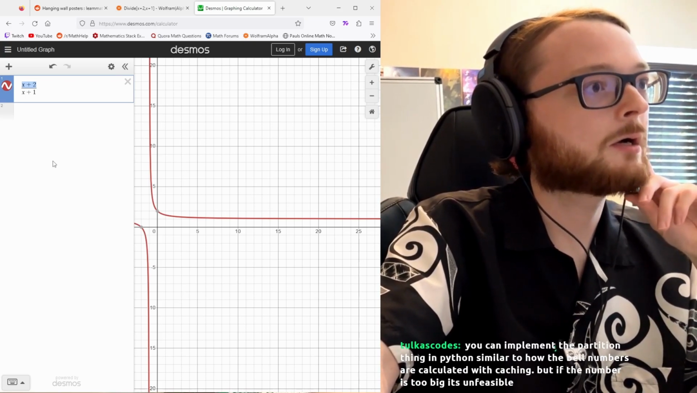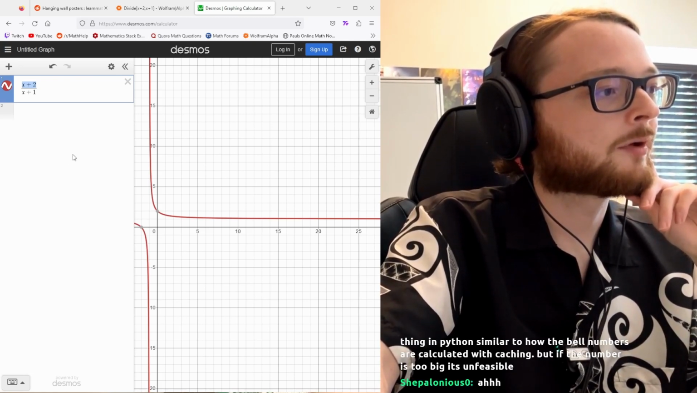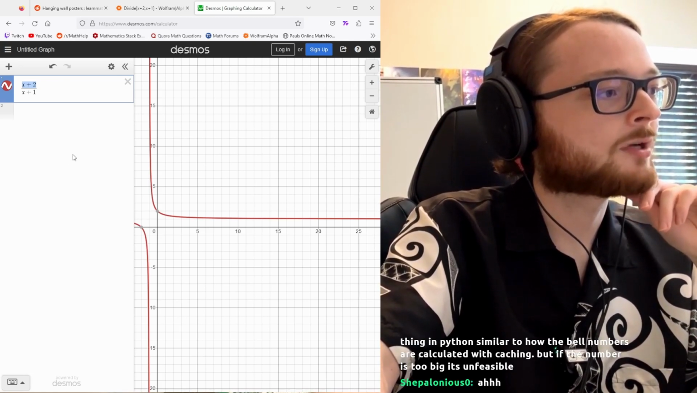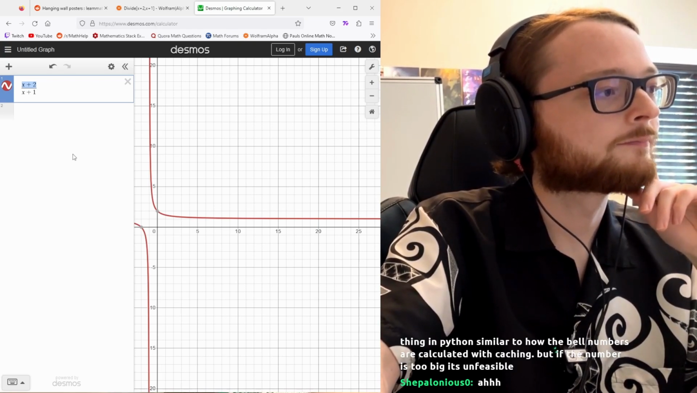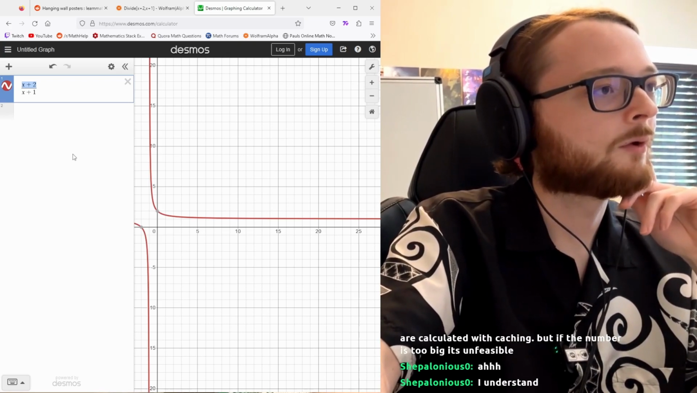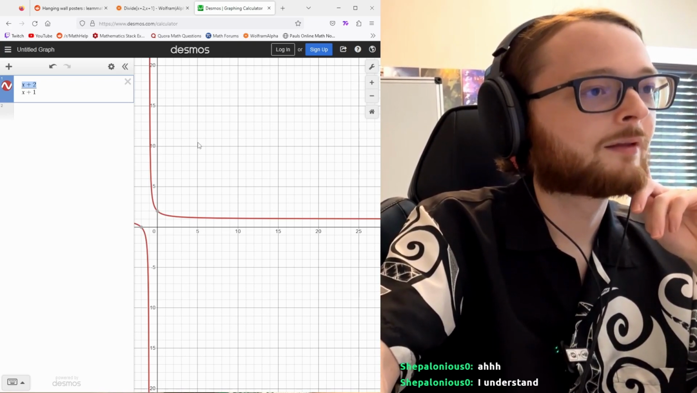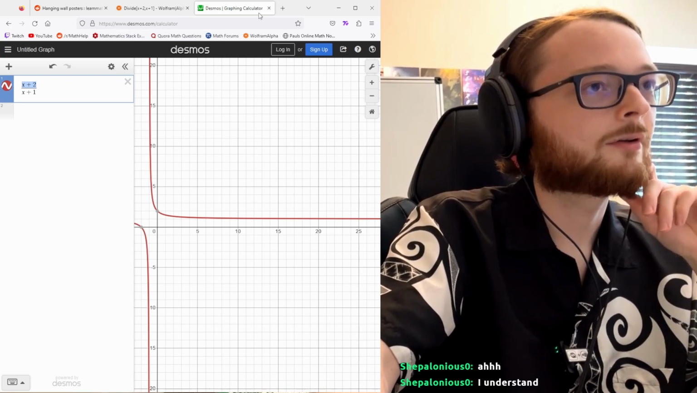I said, okay. In the partition in Python, some doubt the Bell numbers are calculated with caching. The numbers too big is unfeasible. Oh, okay, interesting, Tolkas. Interesting. All right. Good to hear it.